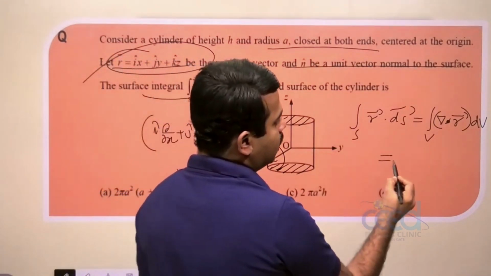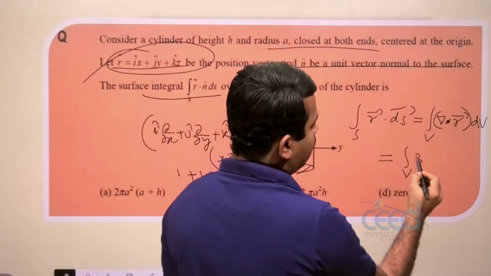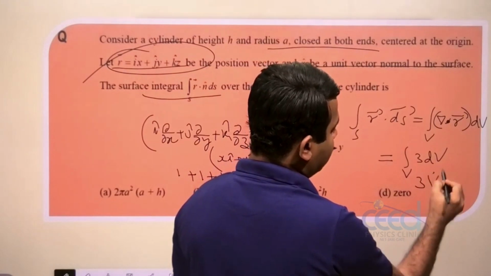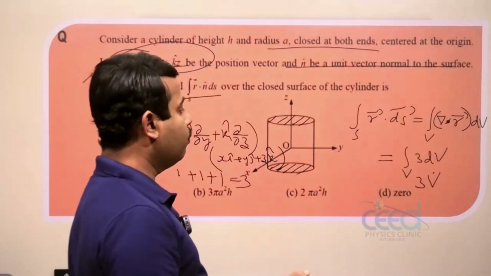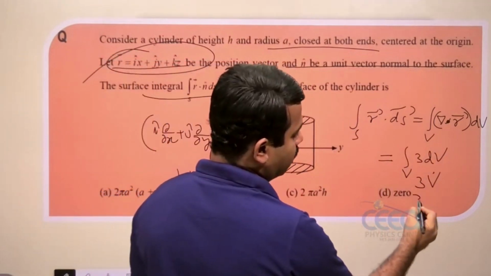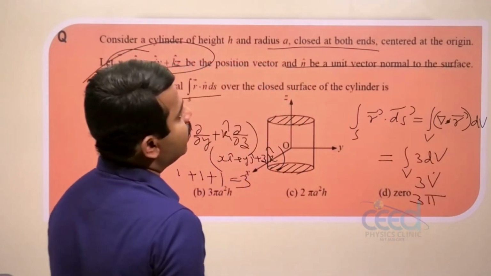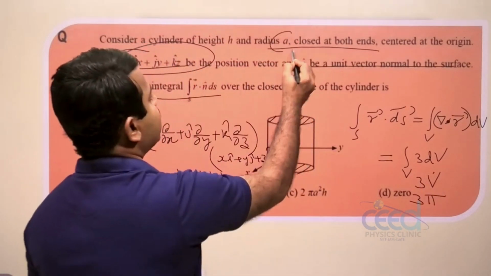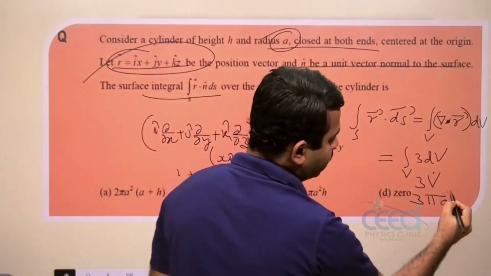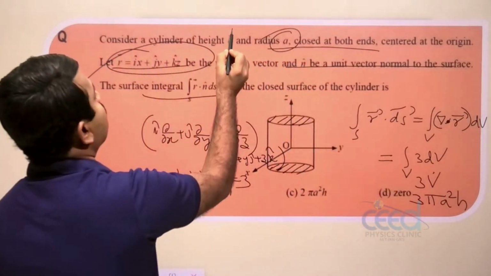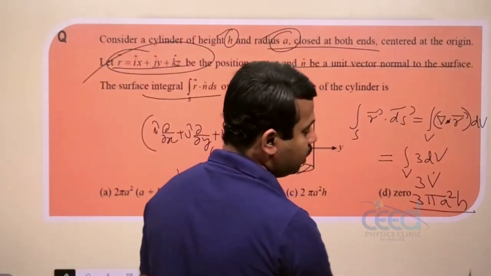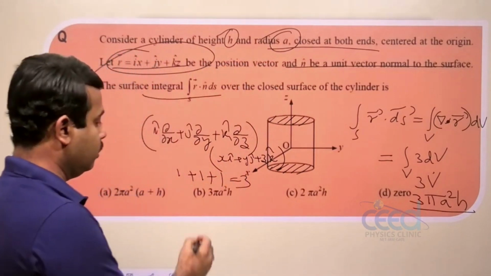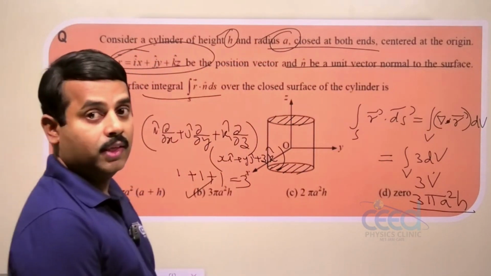So this value is the volume integral of 3 dv, that is 3 times the integral of dv, that is 3v. The integral of dv is the volume of the cylinder. What is the volume of the cylinder? Pi r square h. The radius of the cylinder a is given, and the height h is also given. Then pi a square h is the volume. Then 3 pi a square h is the answer. Which is the option? Option B is correct.